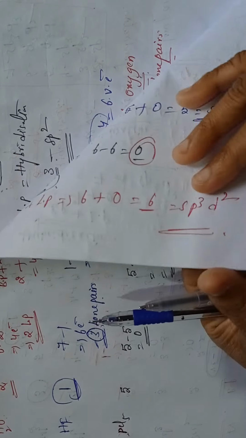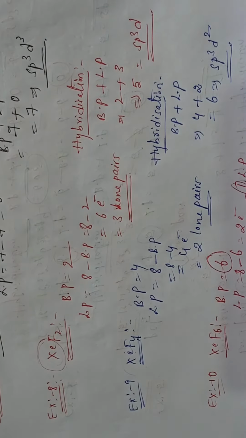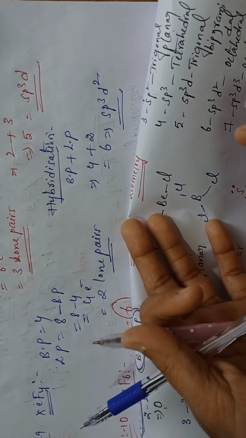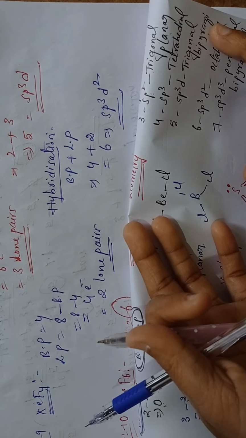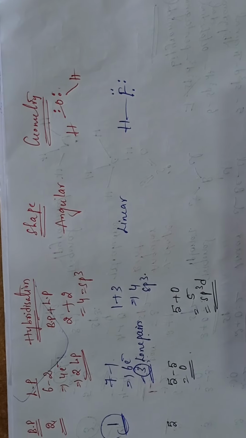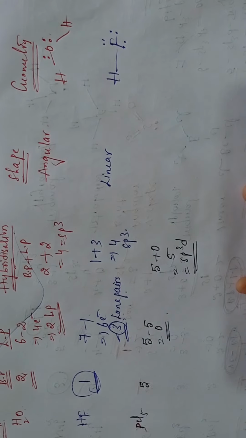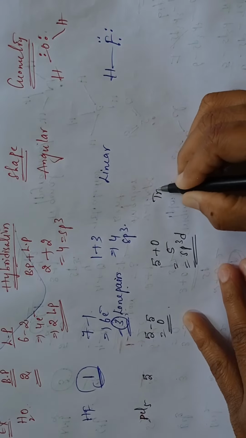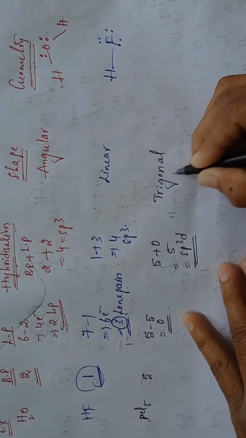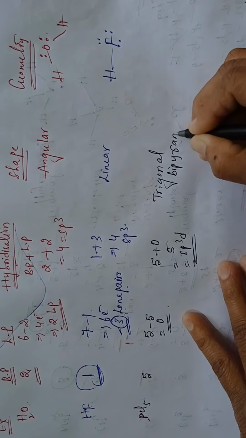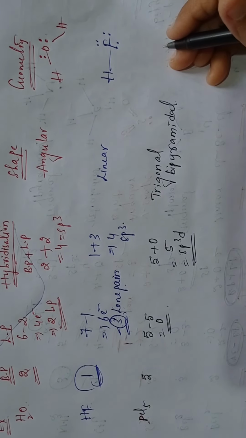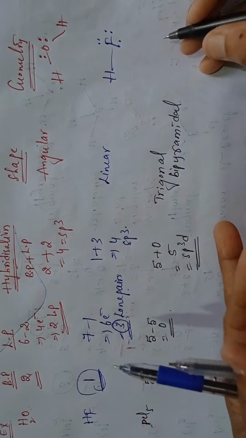Right at the start I gave you this table. This table you have to remember, students. Understood? 5 means sp3d, trigonal bipyramidal shape. What is the shape, students? Trigonal bipyramidal shape. Write that shape: trigonal bipyramidal shape.